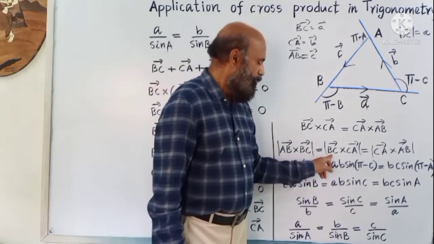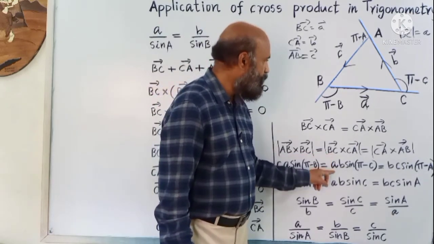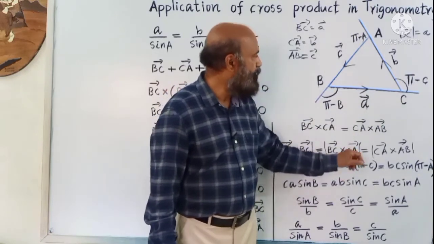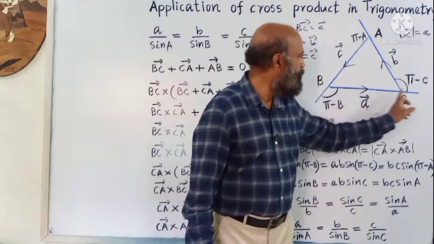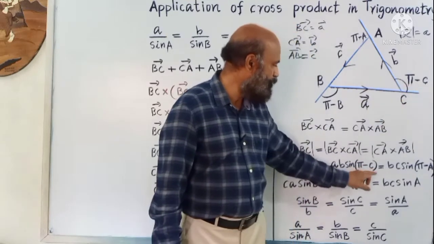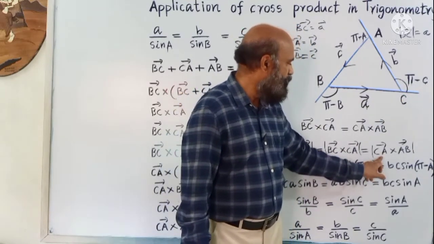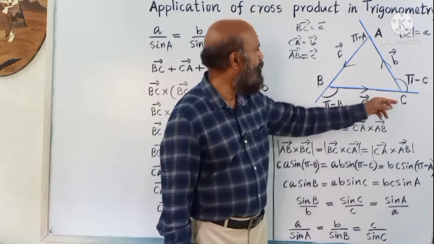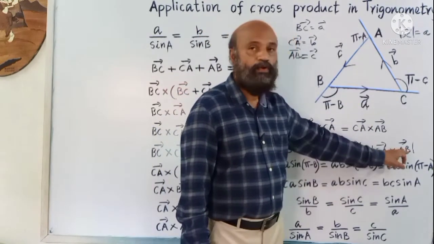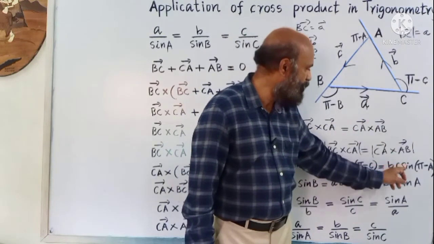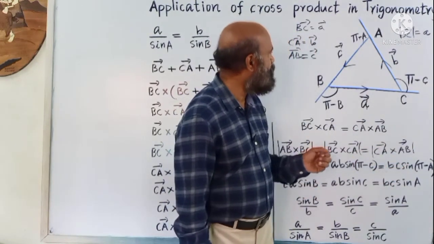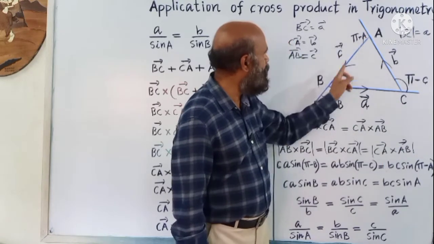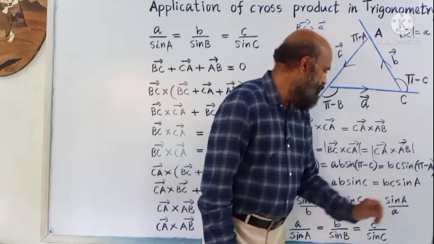Similarly here, modulus of BC vector is a, modulus of CA vector is b, and the angle between these two vectors is pi minus C. Similarly here, modulus of CA vector is b, modulus of AB vector is c, and the angle between CA and AB is pi minus A.